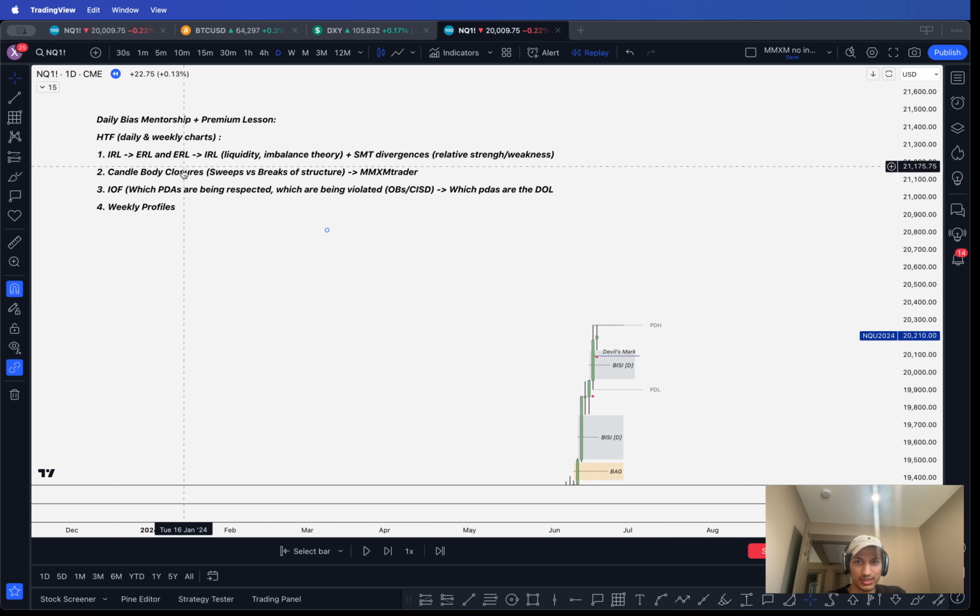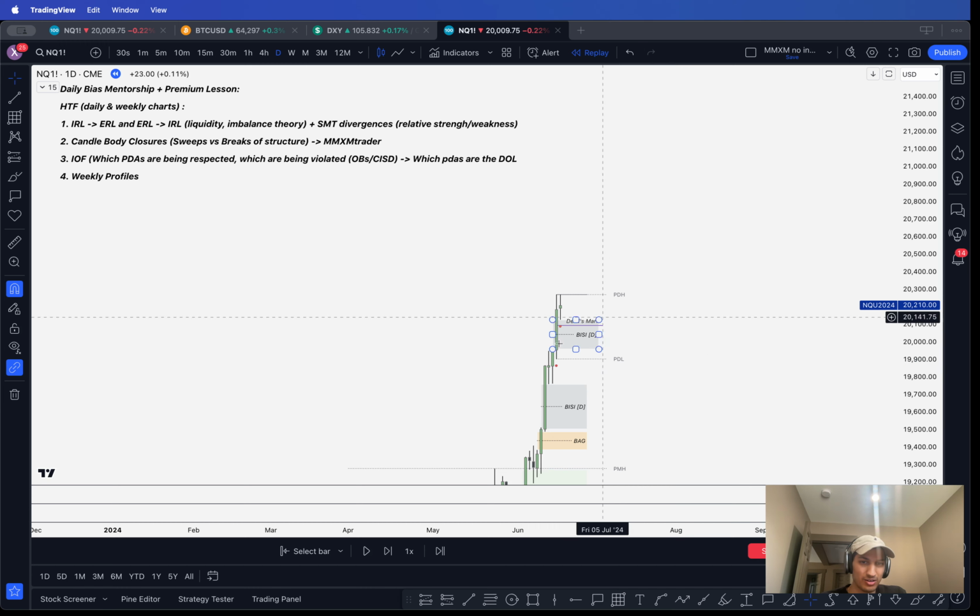Okay, boom. Candle body closures. Closes below the previous day high. We want to see previous day low, overlapping, the devil's mark on the hourly, this daily BISI. Which PD arrays are being respected? Well, right now, we're inside the range, so we only have one PD array to draw into. That becomes a draw on liquidity.